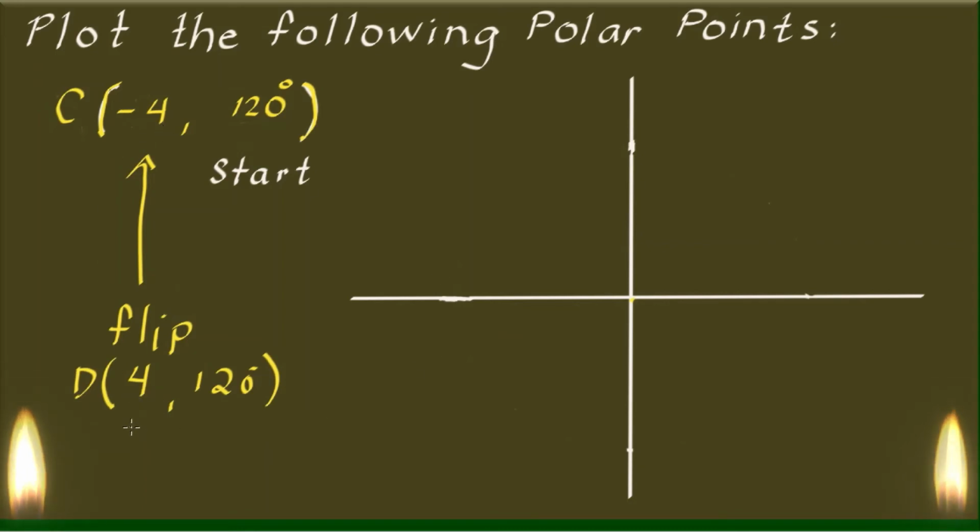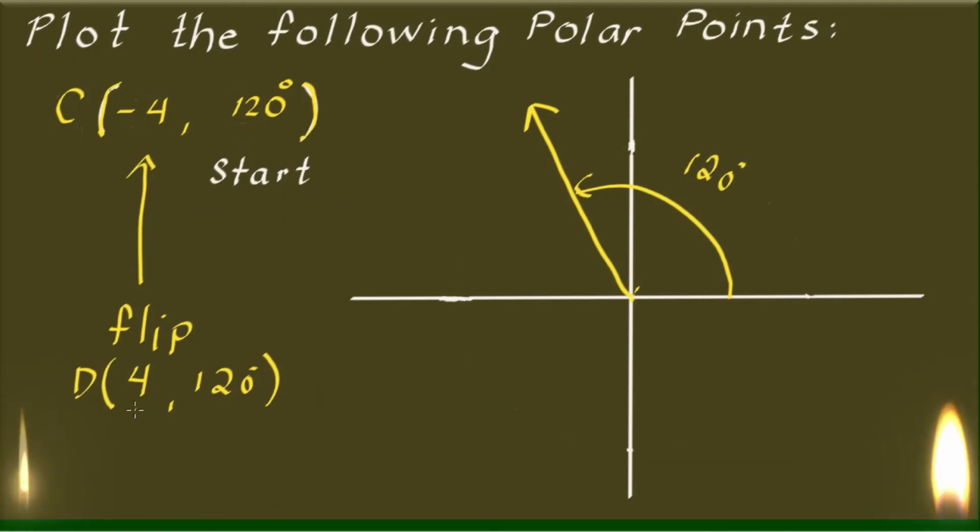So let's go ahead and plot point D. Begin with the angle 120 degrees. So this is the 120 degree angle. And then find the point that is 4 units away from the pole. 1, 2, 3, 4. So this is the point whose distance from the pole is 4 units. Its coordinates are (4, 120 degrees).